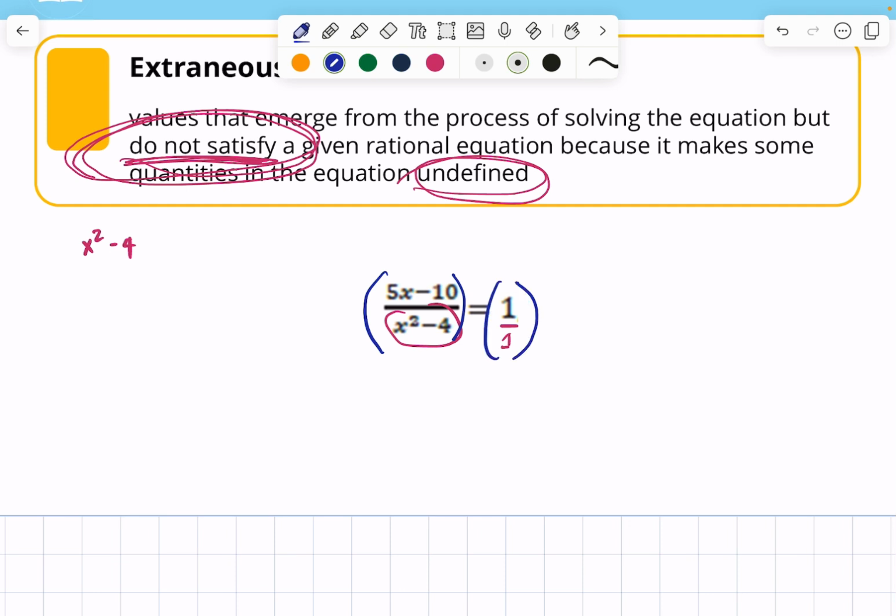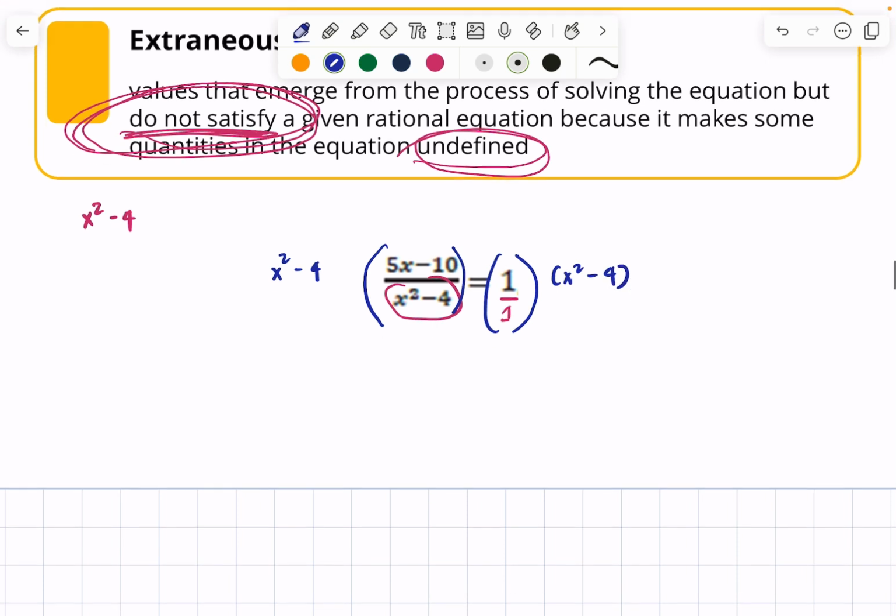So, 5x minus 10 over x squared minus 4 is going to be multiplied by x squared minus 4. And then, on the right side, 1 is going to be multiplied by x squared minus 4 as well. Now, after multiplying, can we cancel on our left side? Yes, x squared minus 4 should be cancelled out. What remains is 5x minus 10. Let's proceed to the right side.